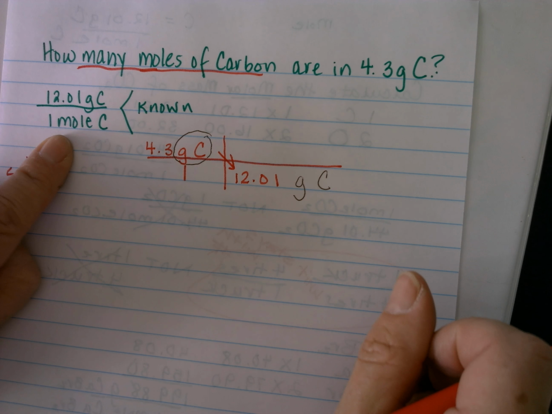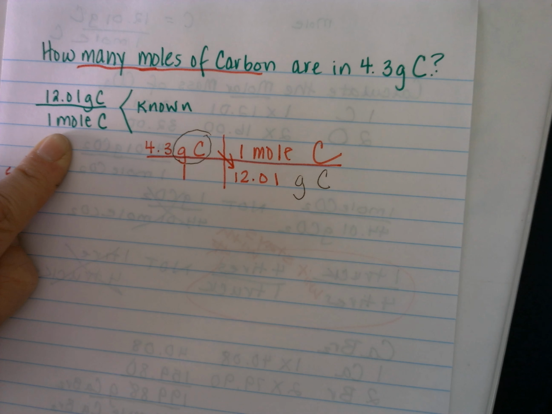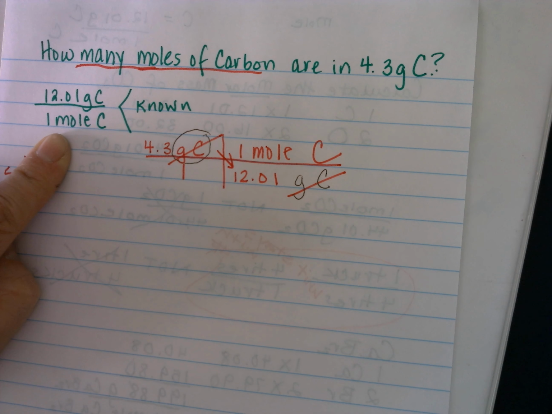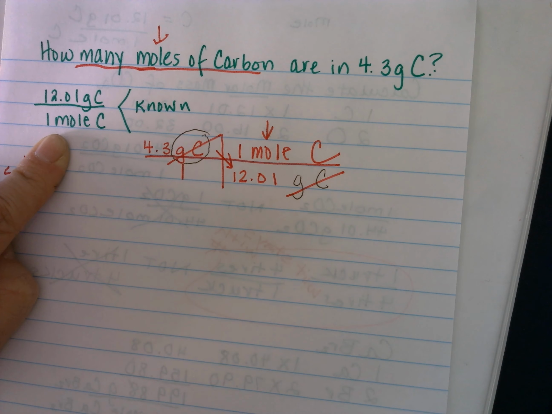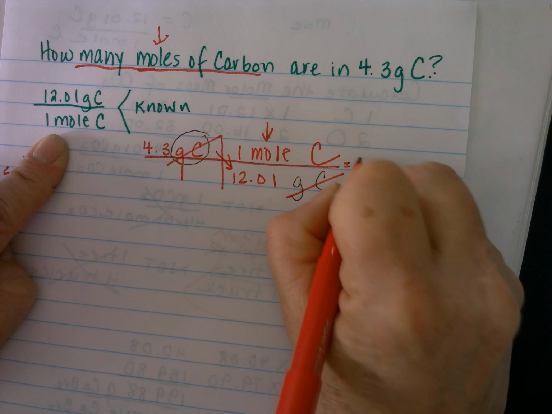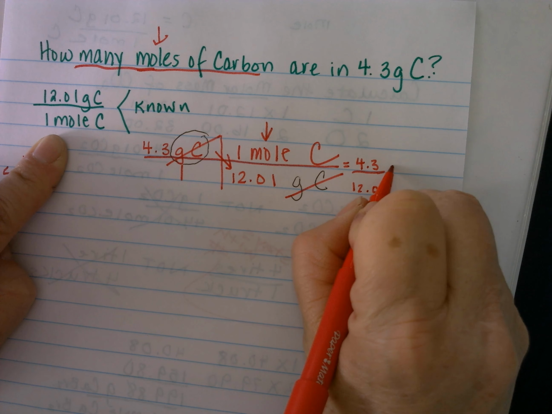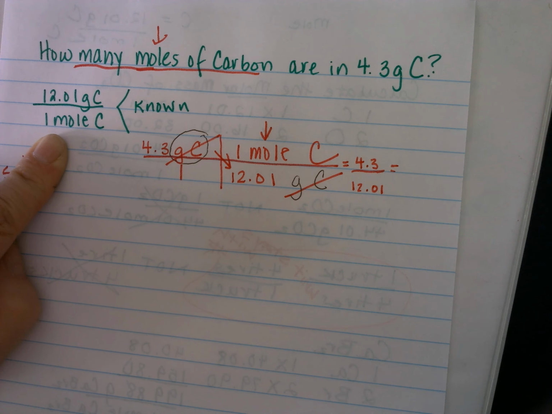Then what goes on top? 1 mole of carbon. Now, in fractions, top and bottom cancel. So my grams of carbon cancel because they're on the top and the bottom. And that leaves me with moles. Wait, what was I looking for? Moles. How many moles? So all I'm going to do is divide 4.3 divided by 12.01 equals 0.36.